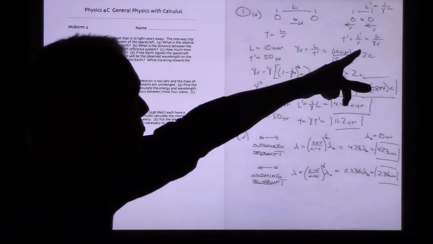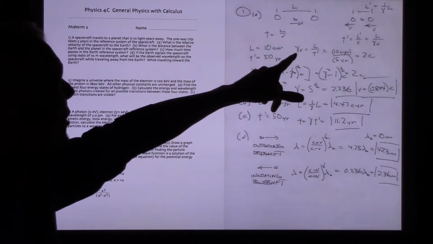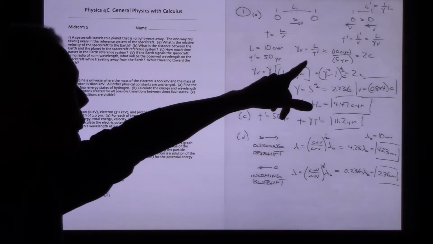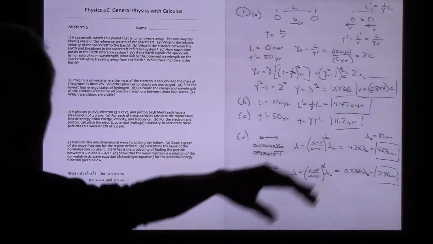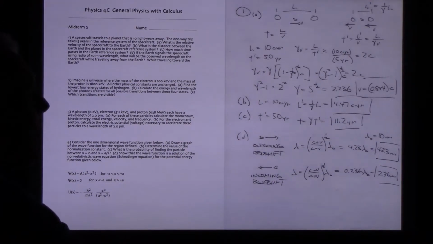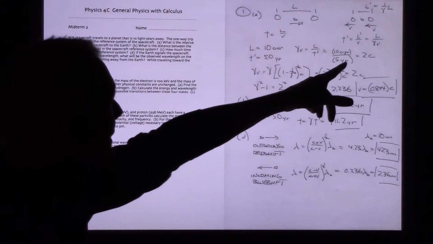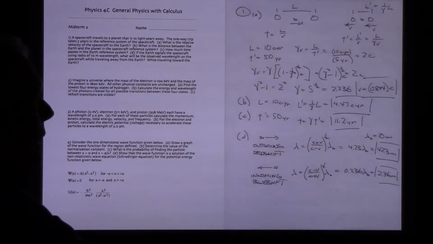So using this formula, I can then solve and say that gamma V is equal to L over T prime, and L is 10 light years, and T prime is 5 years. So the years will cancel out, but I keep the factor of C, and that says that gamma times V needs to equal 2 times C.